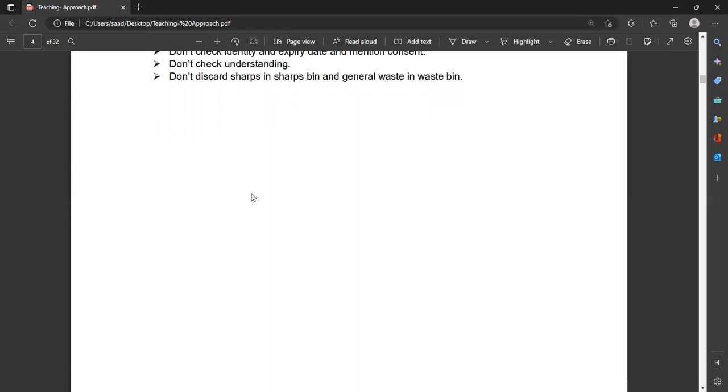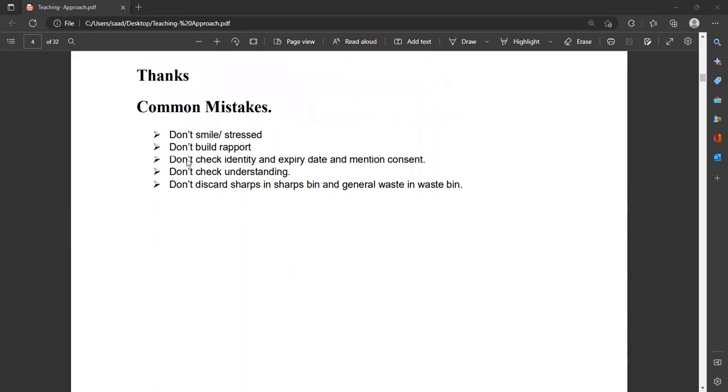And then people do not discard sharps in the sharps bin and general waste in the waste bin. So you have to discard all general waste in the waste bin. That is a necessary thing. Okay, so these are the common mistakes.